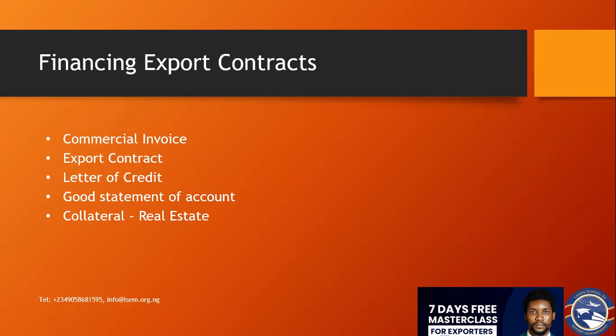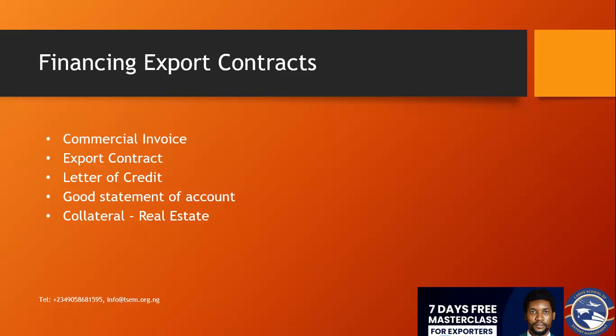Then you might need collaterals. And when you are doing this kind of financing, collaterals are mostly real estate. Your bank might be requesting real estate that is in an urban area like Lagos. So if you have any piece of real estate that has a C of O, and you have the documentation done and all that, it's very easy for you to raise financing for your export contract.